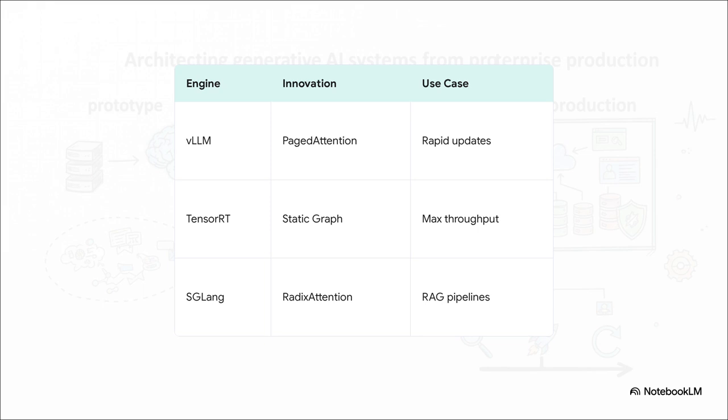Then you've got NVIDIA's TensorRT-LLM. That one compiles the model into a highly optimized static graph, which gives you just unmatched, sustained throughput for long-term production. And finally, SGLang, which uses radix attention. This automatically reuses the KV cache across requests that share common prefixes, so it's a total lifesaver for multi-turn chatbots or really complex RAG pipelines.